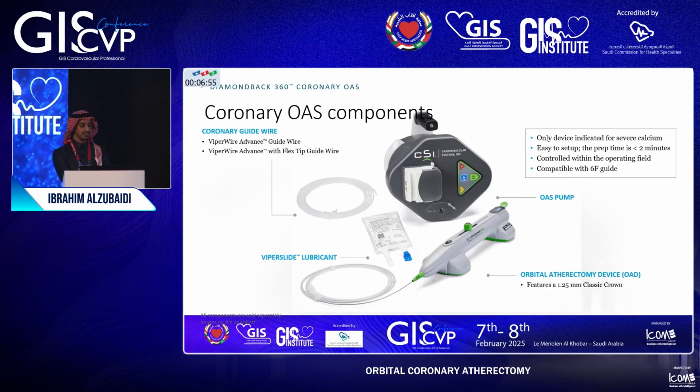Here are the components of the orbital system. We have a guide wire, orbital pump, the orbital atherectomy device, and we have ViperSlide lubricant. That lubricant will be mixed with the saline to prevent friction, so as not to damage the wall of the artery.